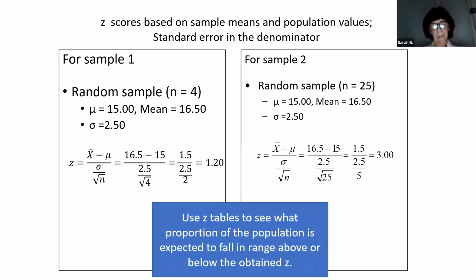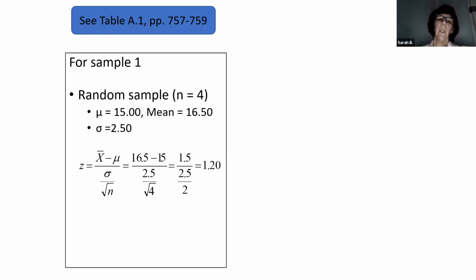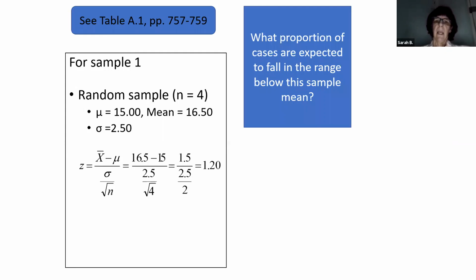So now we have these Z-scores, and we have to use tables to see what proportion of the population is expected to fall in any given range. And right here I have above or below the obtained Z. So we're going to go to Table 1 in your textbook, which is, I believe, pages 757 to 759. Look for the first table in the textbook if those pages are slightly different in your edition. And we're going to look for the proportion of cases that are expected to fall in the range below the sample mean. It's the first thing we're going to look at.